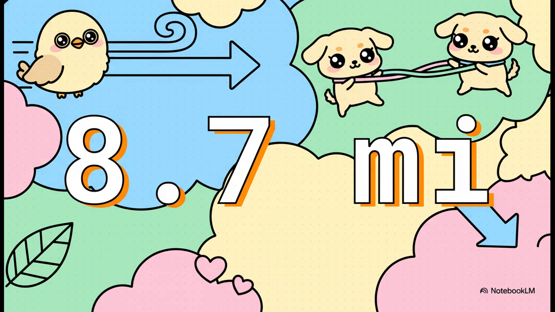Now, stop and think about that for a second. The bird is flopping its wings hard enough to go 10 miles per hour, but it only actually covers 8.7 miles of ground. That little 2-mile-per-hour wind didn't just nudge it sideways, it actually slowed the bird down. That is the power of vectors right there.